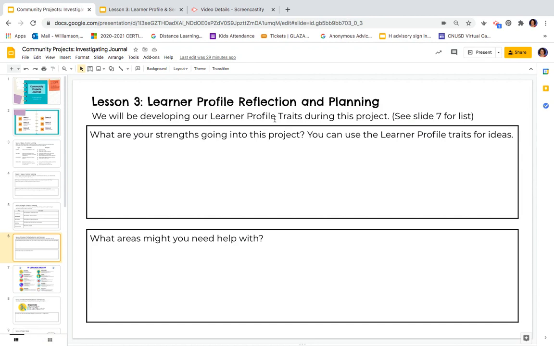Okay, so I'm on slide 6 for Lesson 3. It says we will be developing our learner profile traits during this project. And we're going to see slide 7 for the list. I know I watched the video, but it went kind of fast, so I feel like I might want to take another look at them. So the two questions are, what are the strengths and what areas might you need help with?